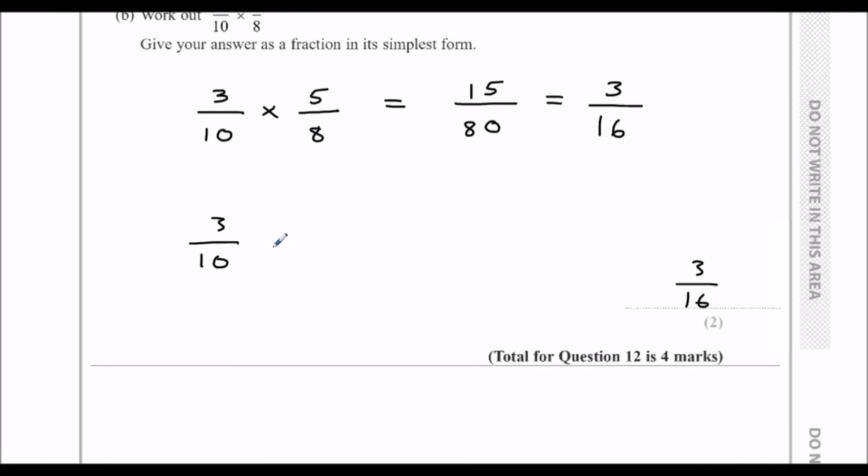I could have also simplified first. So 3/10 times 5/8. I can see on top I've got a 5, and on the bottom I've got a 10, and they're both in the 5 times table. So if I divide the top by 5 and divide the bottom by 5, and then times the top times the bottom, 3 times 1 is 3, 2 eights are 16.